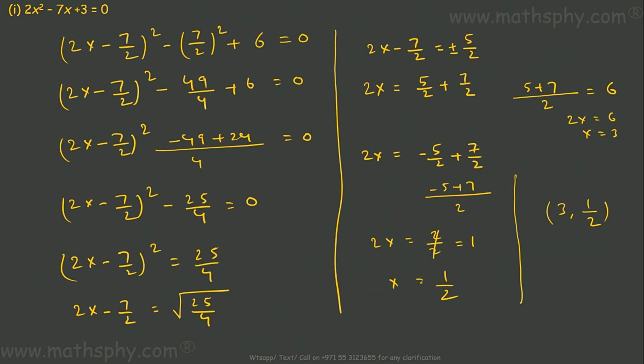Same happened here. This piece here, this is 2x plus negative 7 over 2 whole square minus 5 over 2 whole square equals to 0. X plus a whole square, this is here, x plus a whole square minus b square equals to 0. I could find out the roots, 3 comma 1 over 2. Same quadratic equation, same roots.